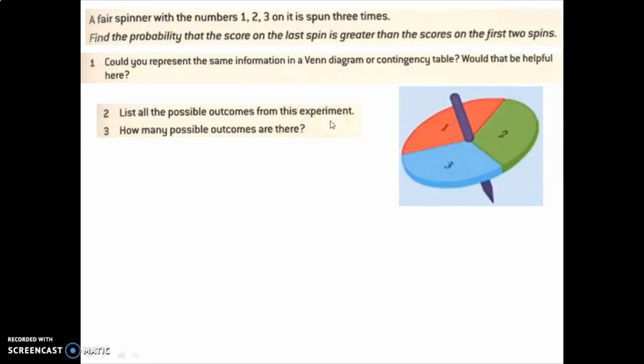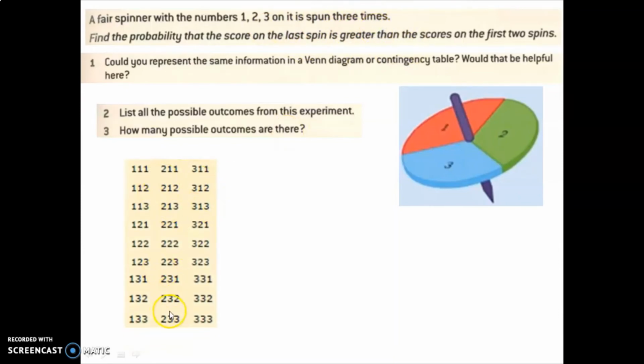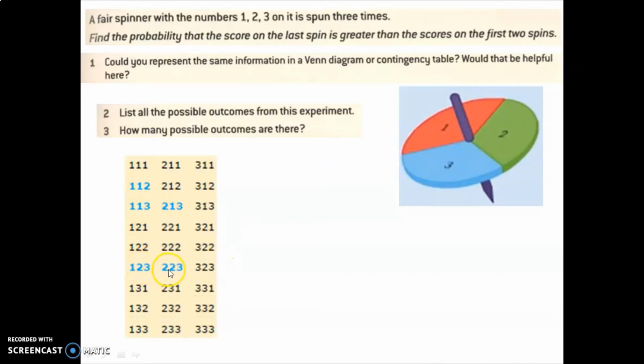Can you list them all? And then can you see which of all those outcomes lead to the condition it's asking about here? So try it out. What's the probability? So here's the answer. Here's all the outcomes. They're listed in a very strategic way here. There's 27 outcomes in total. And the blue ones highlighted here are the ones that meet the condition of the last spin being greater than the first 2 spins. So that's only 5 out of 27. Again, listing all the outcomes or making this sample space diagram was helpful in this case.